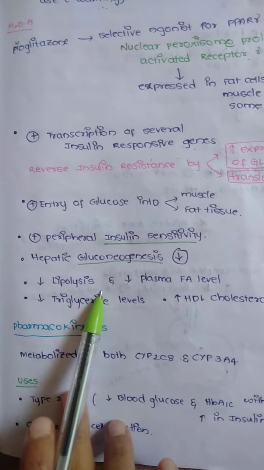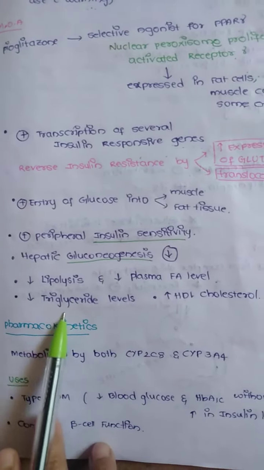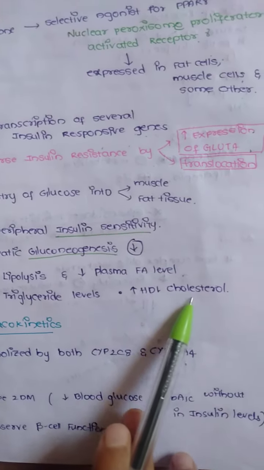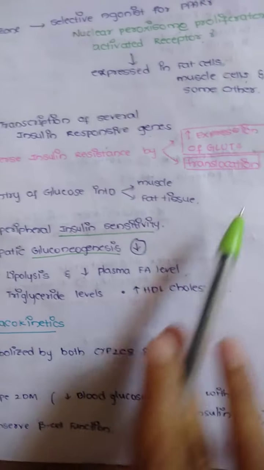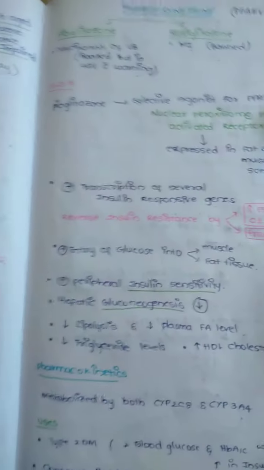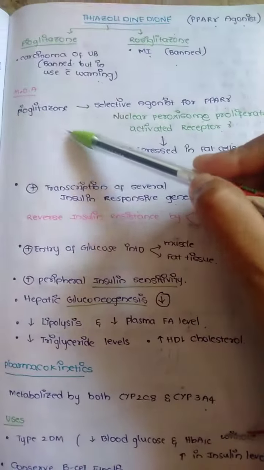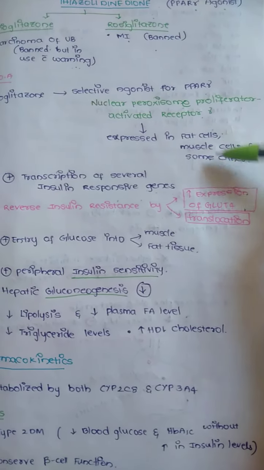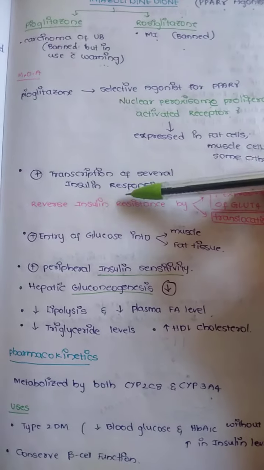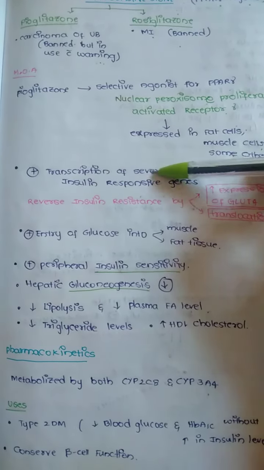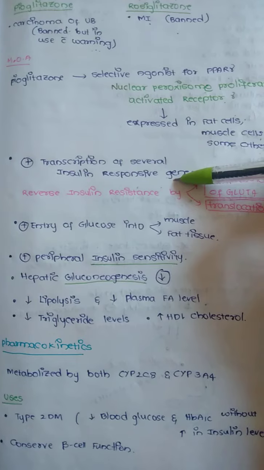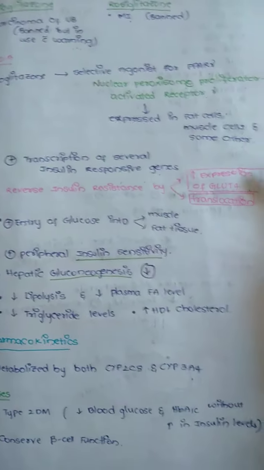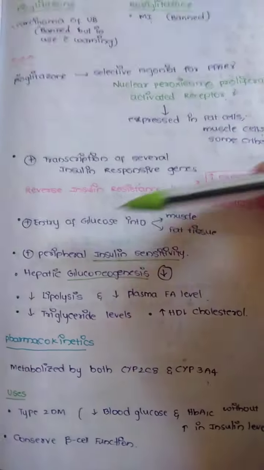It decreases lipolysis and plasma fatty acid level, and also decreases the triglyceride levels and increases the HDL cholesterol level. Let's summarize this. The mechanism of action of pioglitazone is that it is a selective agonist for PPAR gamma expressed in fat cells, muscle cells and some others, so that it increases the transcription of several insulin responsive genes, which reverses the insulin resistance by absorption of glucose and translocation.